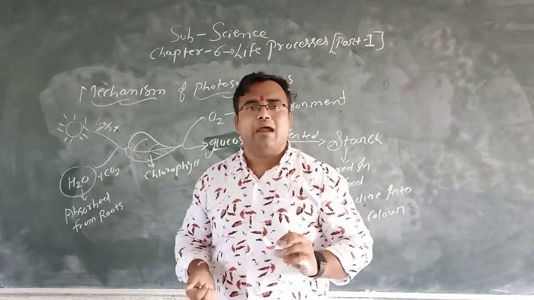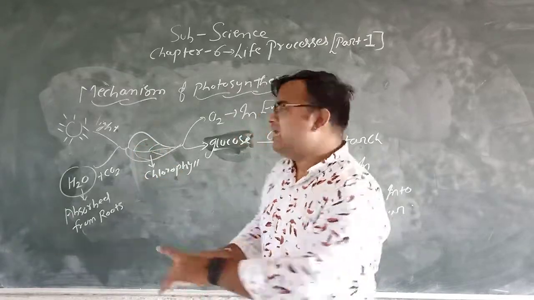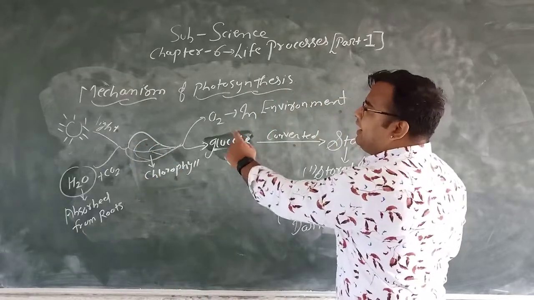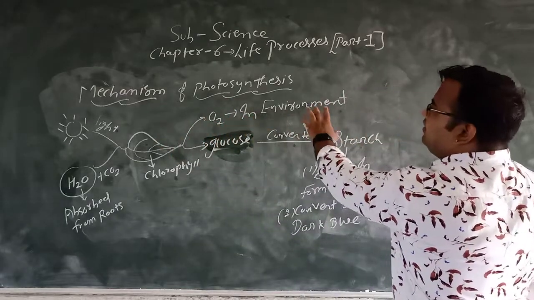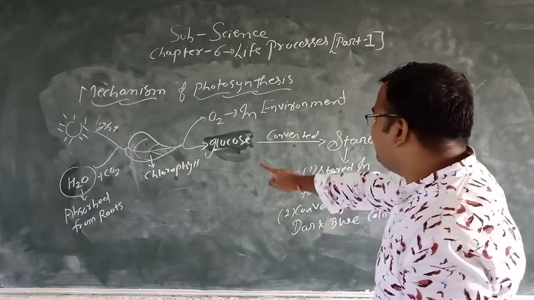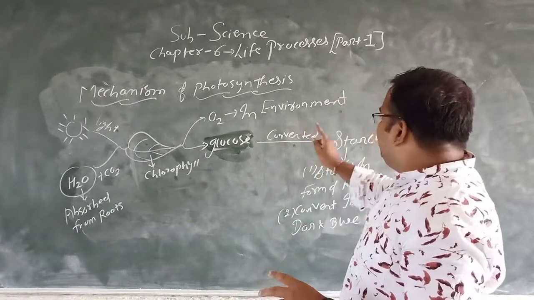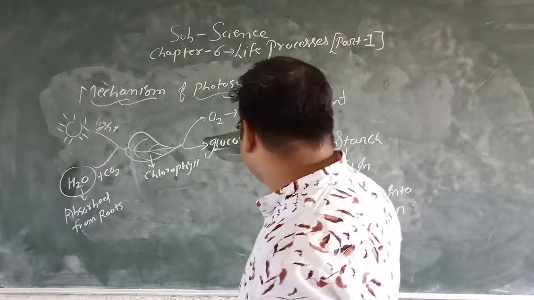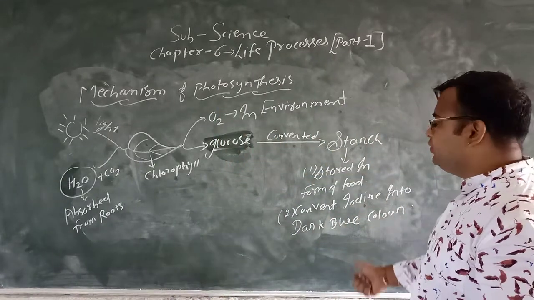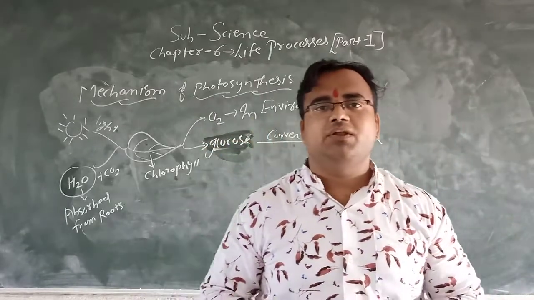Light energy is trapped in the chlorophyll, and that light energy is converted into the chemical energy. And the oxygen which is released in the photosynthesis is released into the environment. And the glucose which is formed is converted into the starch. Starch is stored as a food for the plant, and second, it converts the iodine into the dark blue color. Clear? So next part will continue.